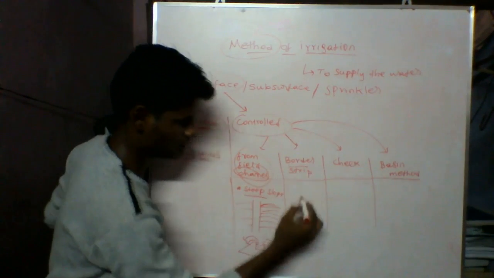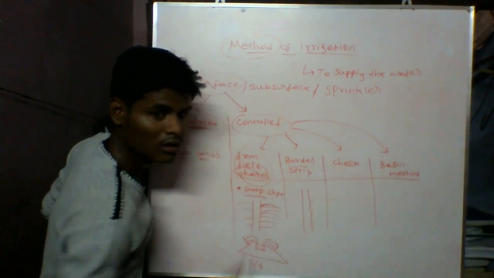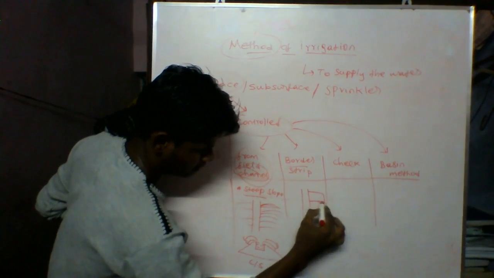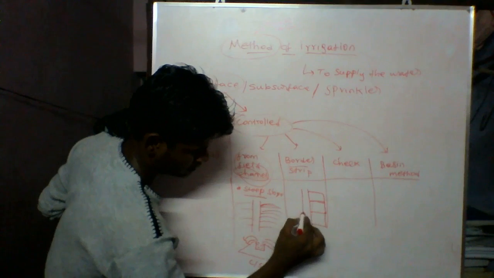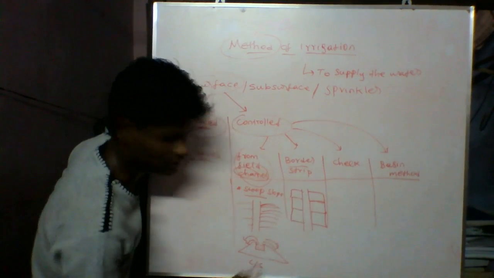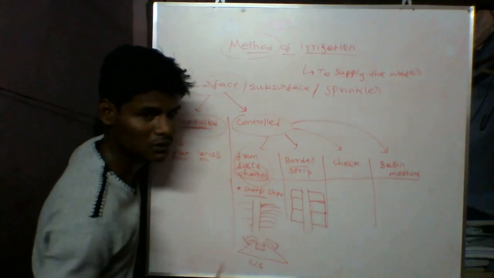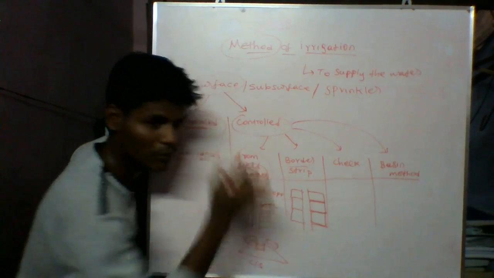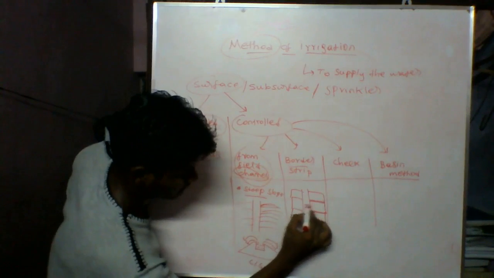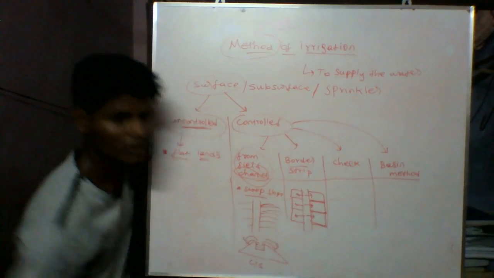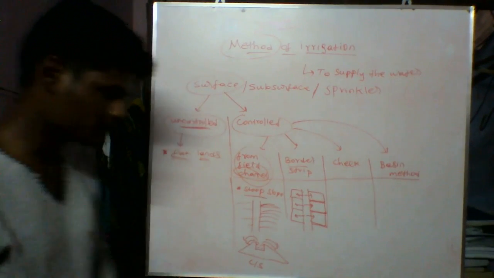So another one, the border strip method. The canal is going, and the land is divided into a lot of strips. So these are the borders for each and every strip. The water is supplied to each and every border strip.